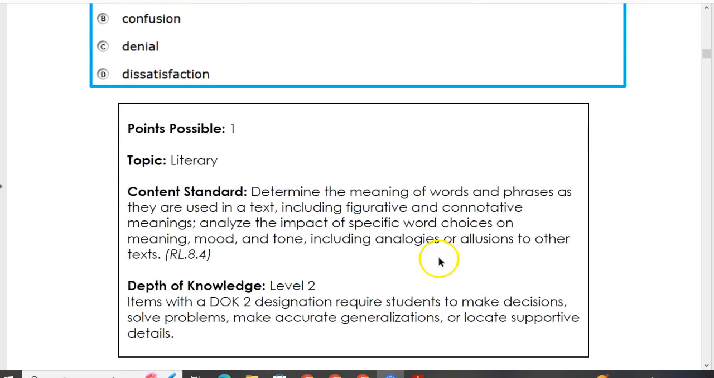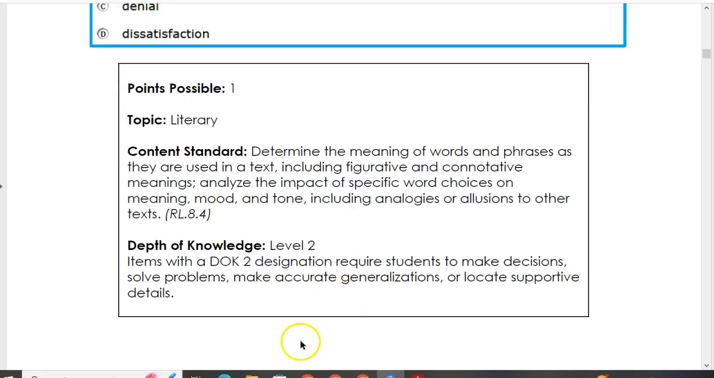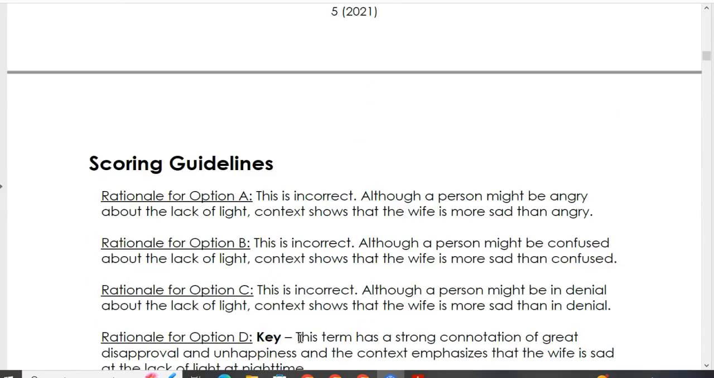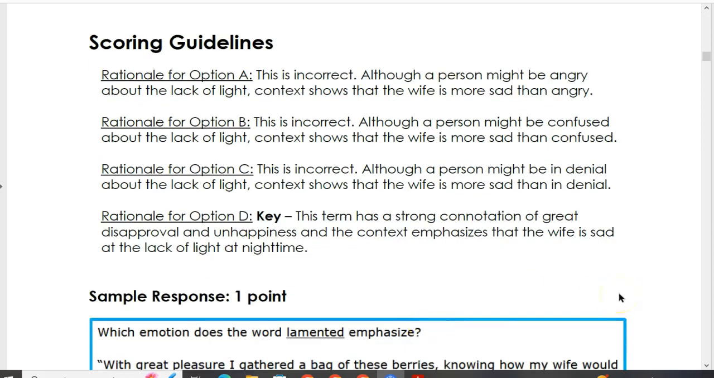So this is a level 2 question on the depth of knowledge on problem solving. And the answer is D. This term has a strong connotation of great disapproval and unhappiness, and the context emphasizes that the wife is sad at the lack of light at nighttime. So pause this screen if you missed this one, and make sure you read your rationale, because again, it's important as we review these things to know why you missed something so that you don't make that mistake on the real test.